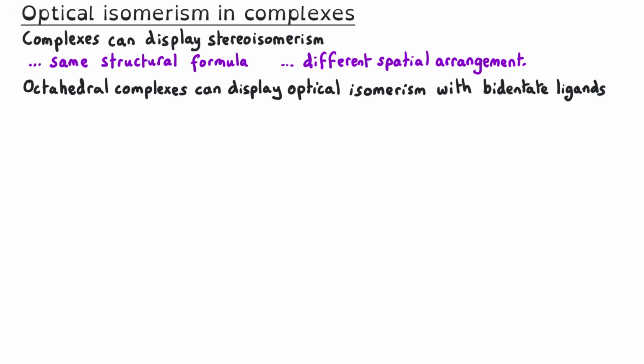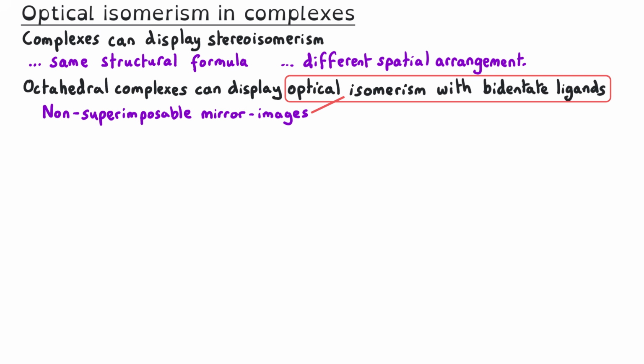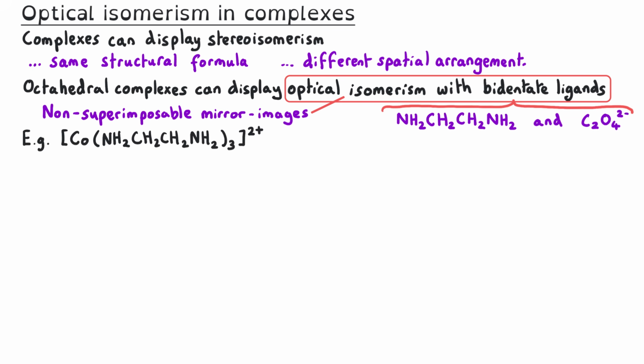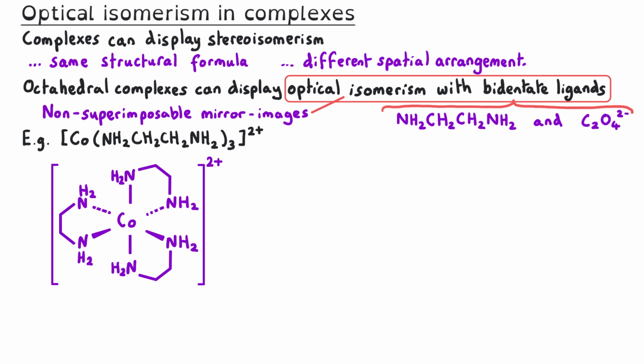Octahedral complexes can display optical isomerism when there are at least 2 bidentate ligands. Remember, optical isomerism is where you get 2 non-superimposable mirror images, and the bidentate ligands that you need to know are ethane-1,2-diamine and the ethanedioate ion. So as an example, if we had a cobalt 2+ complex with 3 bidentate ethane-1,2-diamine ligands, one of the optical isomers could look like this.